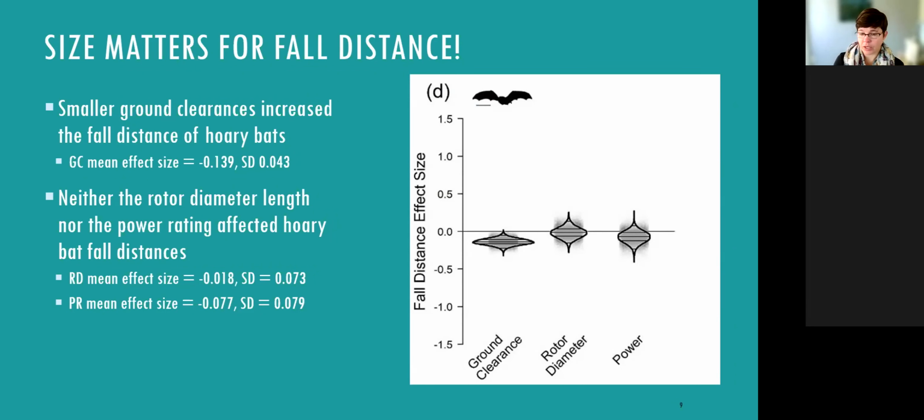And again, like what we saw with the fatality estimate, rotor diameter and power rating didn't really have an effect on the distance the bats fell.